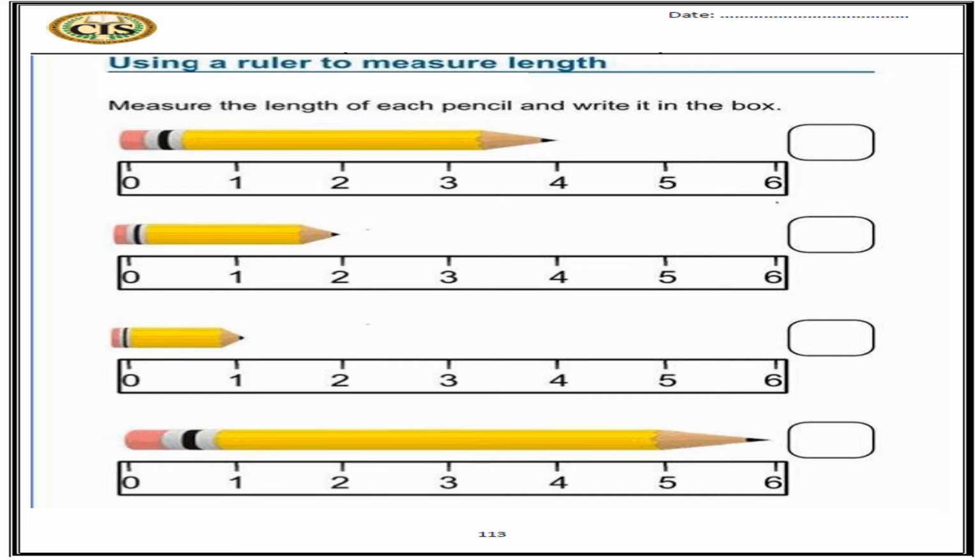Measure the length of each pencil and write in the box. We want to know how long the pencil is from one end to the other end. The first end is at 0. The other end is at 4. So the pencil length is 4.